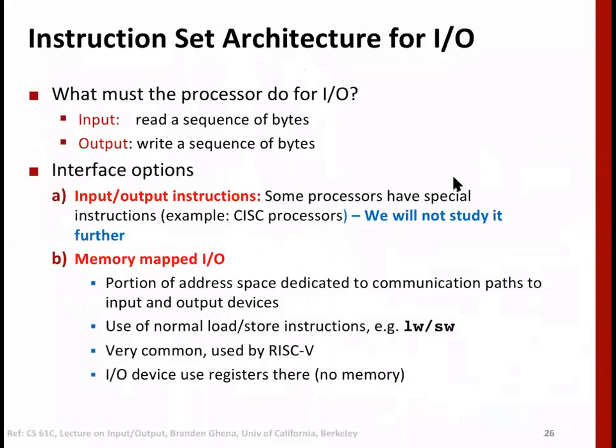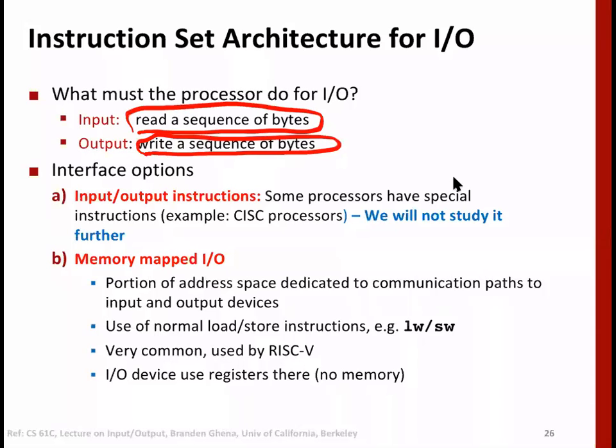So input is essentially to read a sequence of bytes from a device, and output is to write a sequence of bytes to a device, right? So we can now say that a sequence of bytes coming from a device is input for the CPU, and then the CPU sending bytes to the device is output. There are two ways of doing input and output.